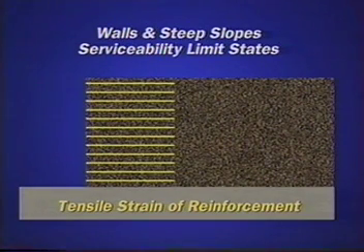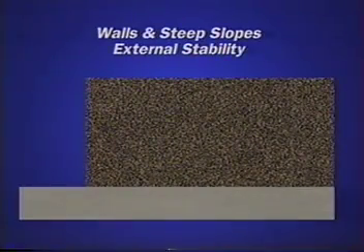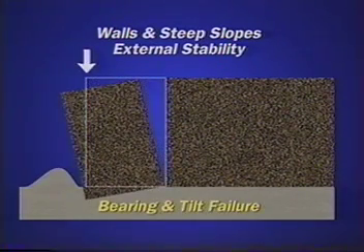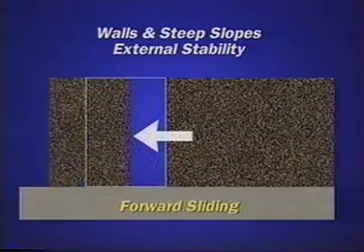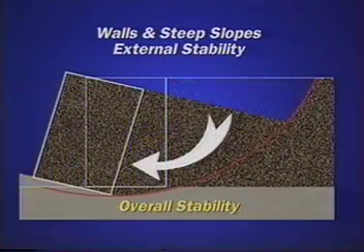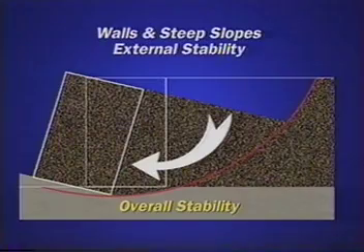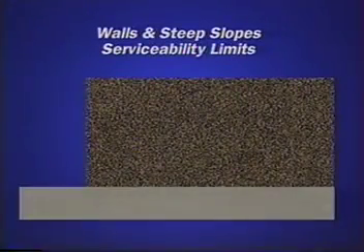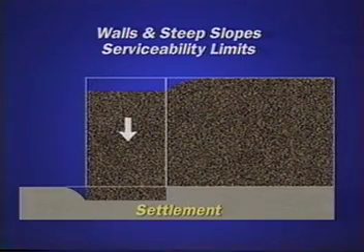With internal stability assured, the reinforced mass is assumed to act as a monolith. The designer must then consider external failure mechanisms. Ultimate limit states include bearing and tilt failure, forward sliding, and overall stability. In considering serviceability limits, the designer will assess the total and differential settlement that can be tolerated.